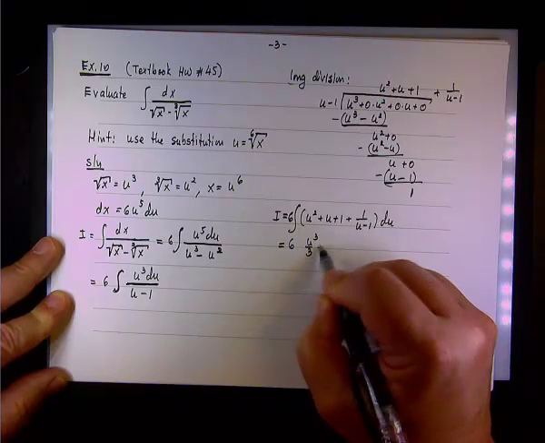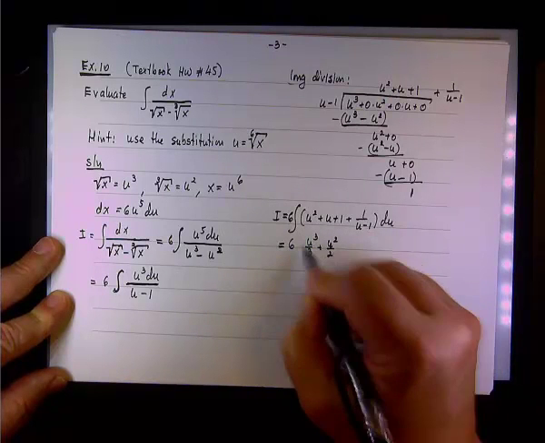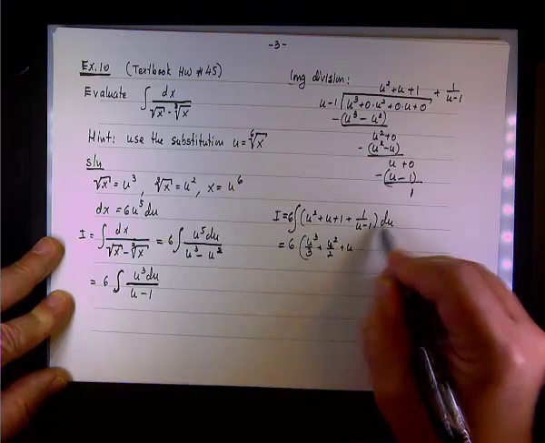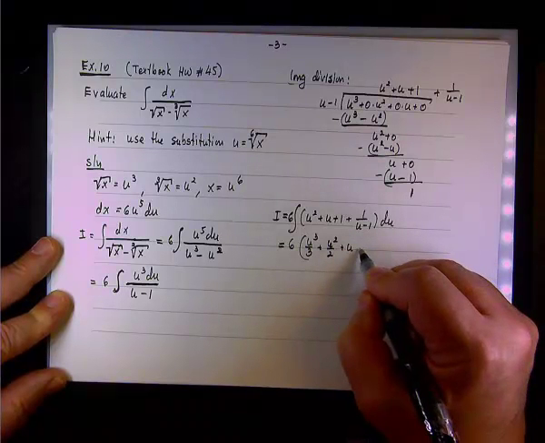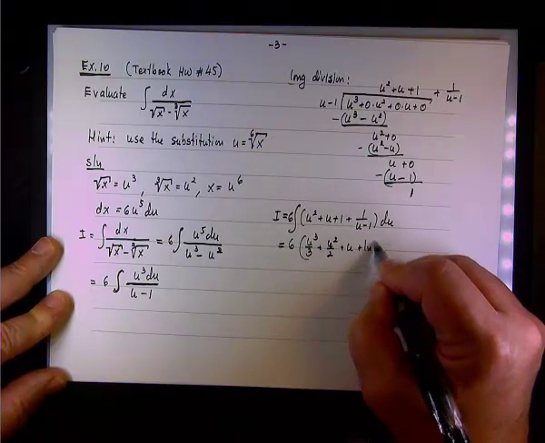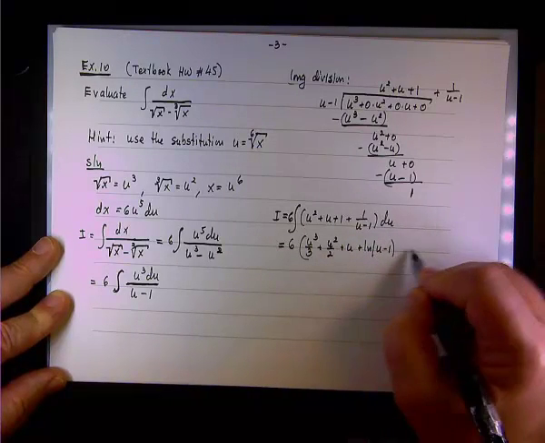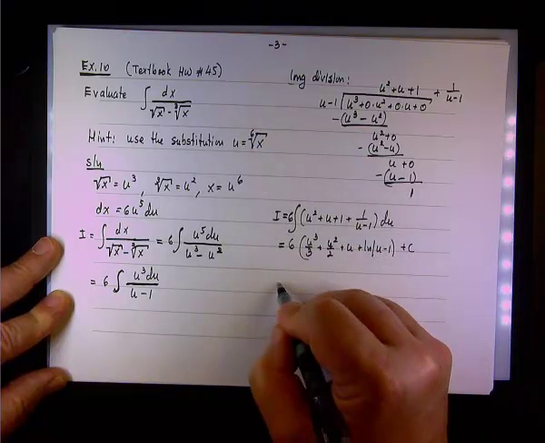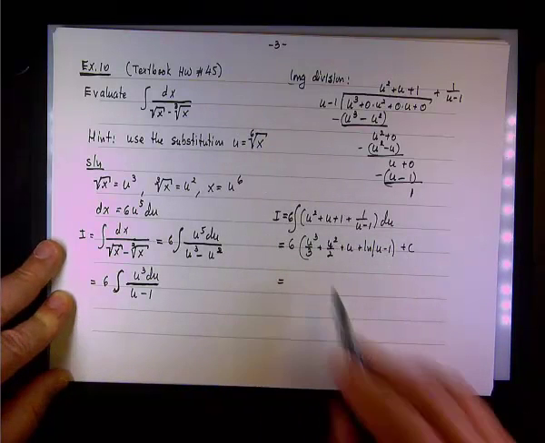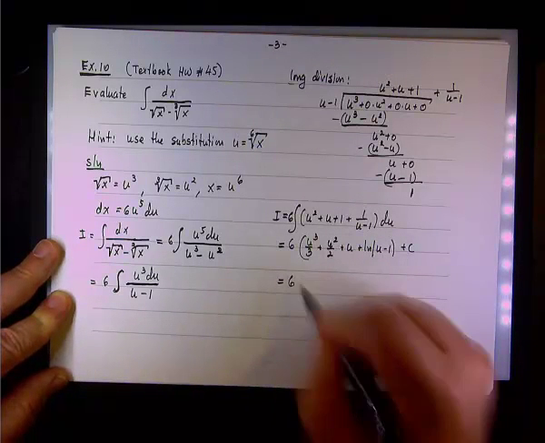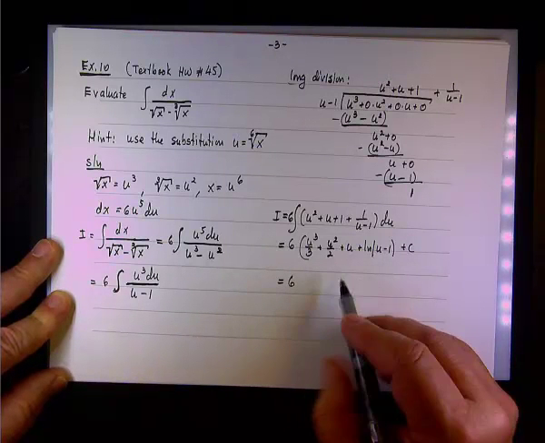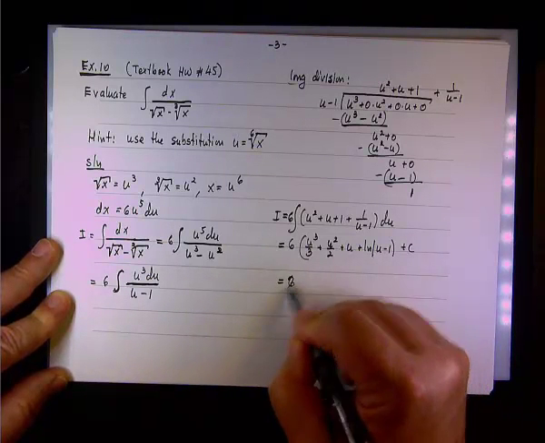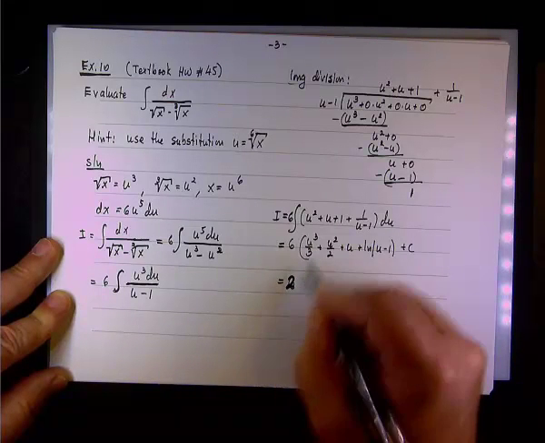So we can continue, and this part is the easiest part, right? You have u cubed over 3, u squared over 2, you have u, and this is what? Natural log of u minus 1, right? Plus c. And finally, let's bring x back into the fray.